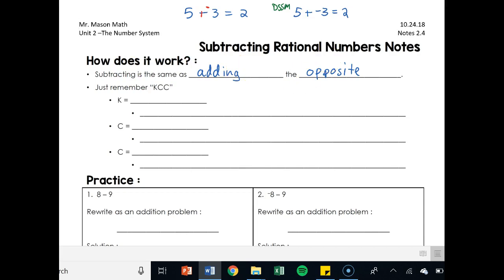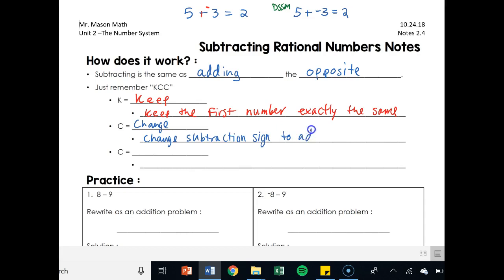Just remember, keep, which means you keep the first number exactly the same. Don't change it at all. Then we have change, as in change the subtraction sign to addition.